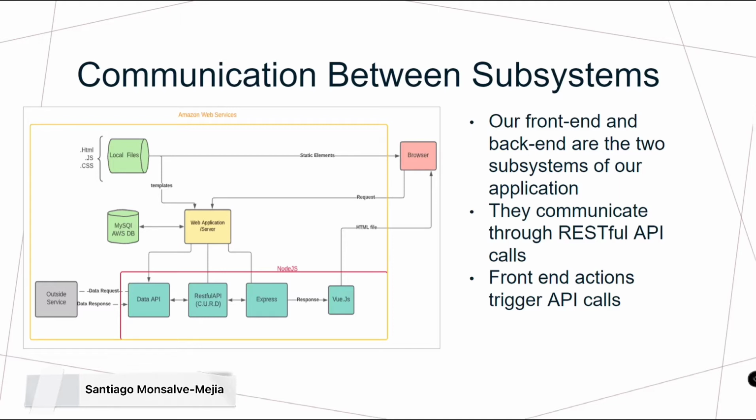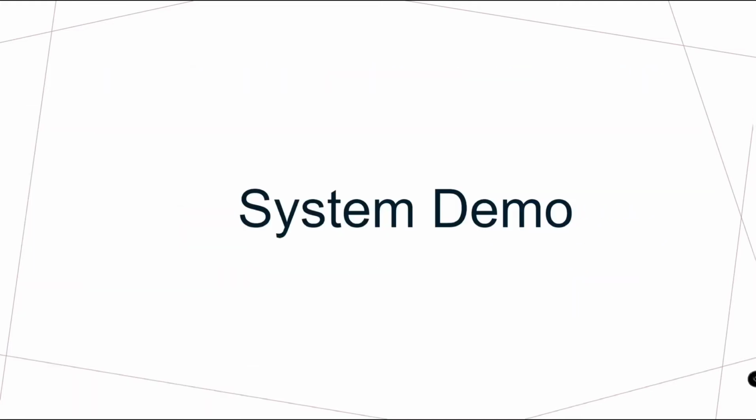This is mostly because Vue has a server, a development server. It runs a development server, and Express runs a server as well. So when you make a request to our application, it goes to Vue. Then from Vue it goes to Express. From Express it goes back to Vue, and then back to our browser. They communicate through RESTful APIs. It's just communication done through HTTP methods.